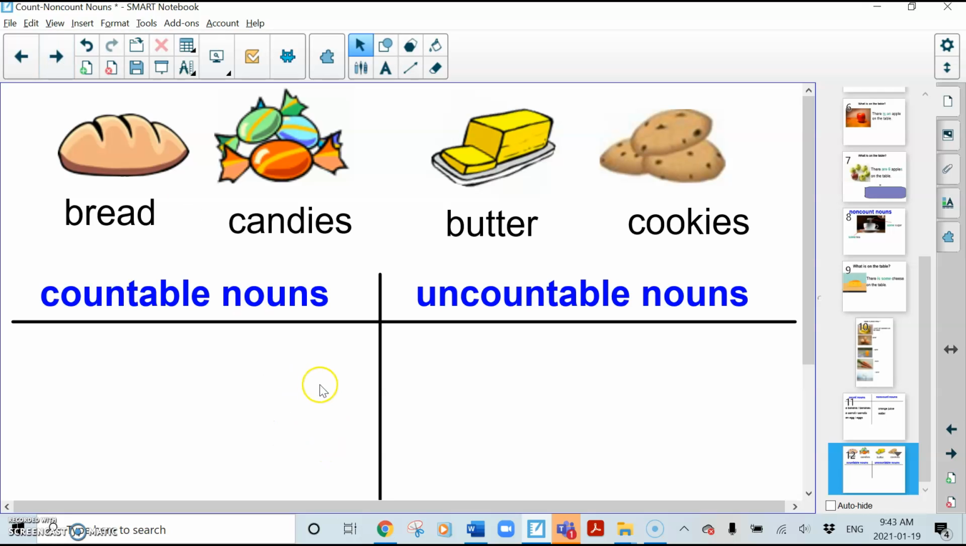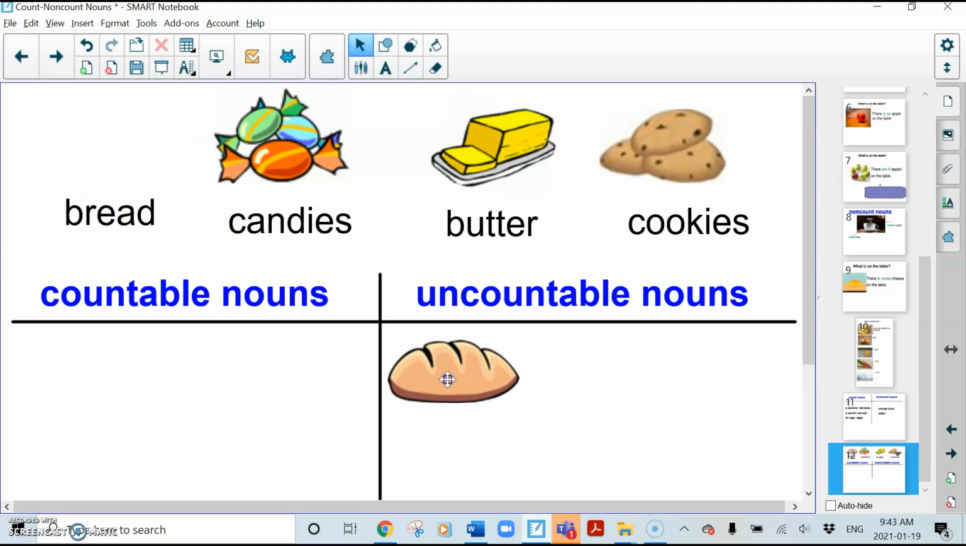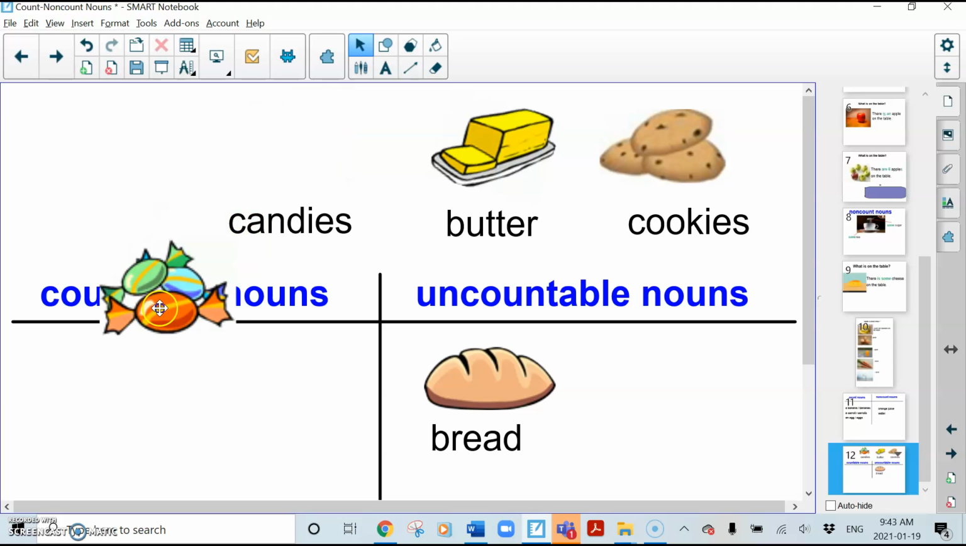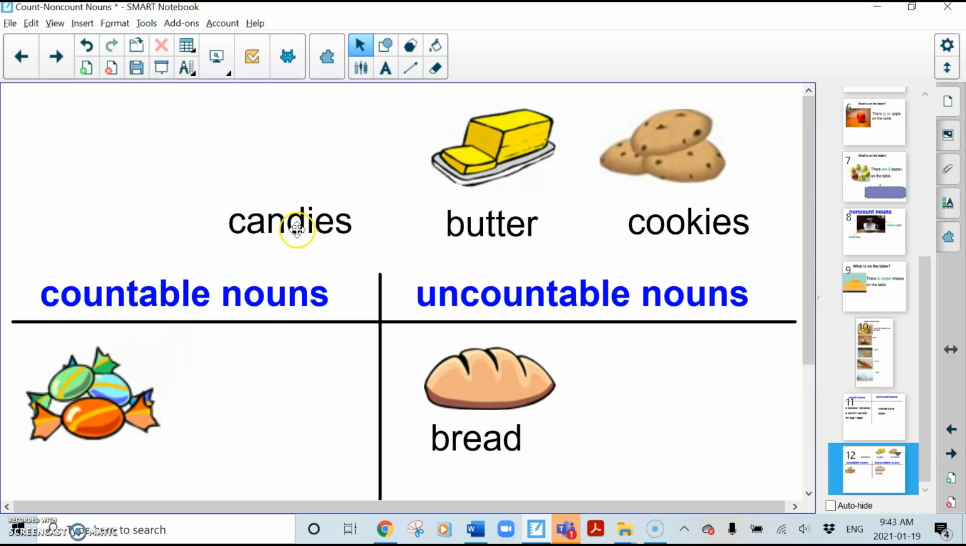Now help me move the pictures under the correct column. So bread, is it countable or uncountable? It's uncountable. So I say some bread. What about candies? I can say 1 candy, 2 candies, 3 candies. So it's a count noun, candies.